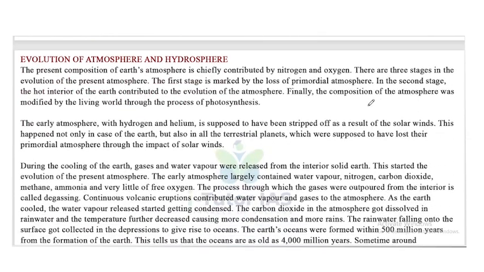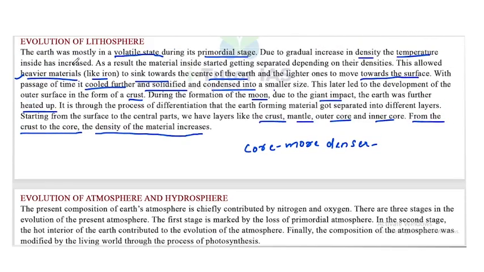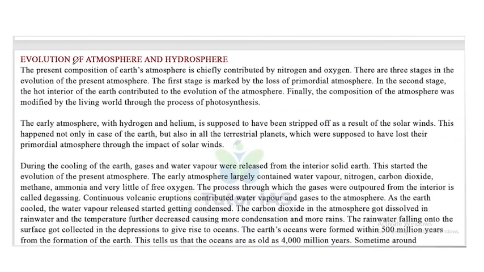Now, evolution of atmosphere and hydrosphere. First, we discussed the evolution of the lithosphere. Next one is the atmosphere and hydrosphere. The present composition of Earth's atmosphere is chiefly contributed by nitrogen and oxygen. There are three stages in the evolution of the present atmosphere.